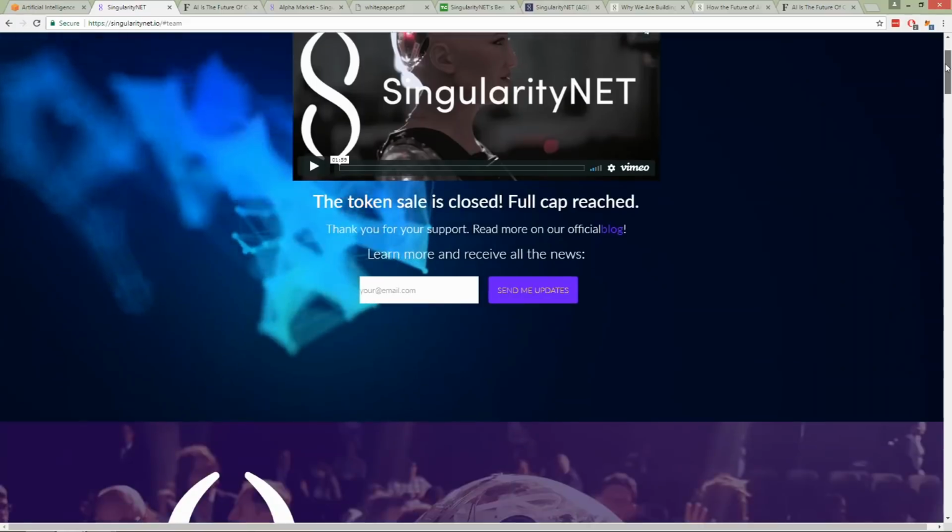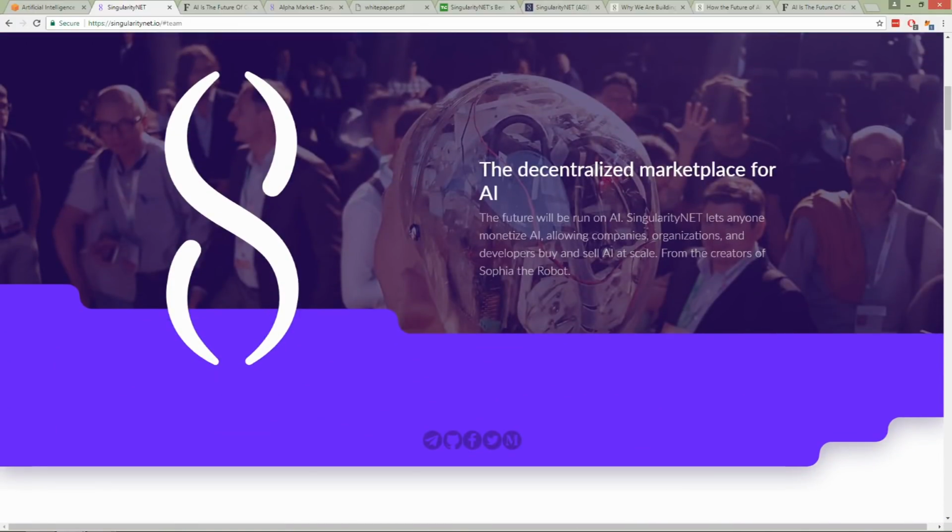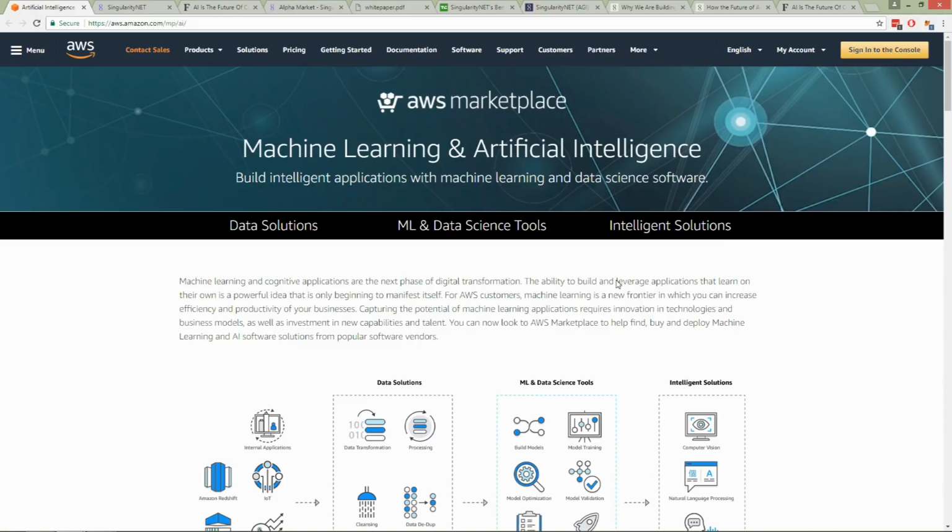So SingularityNet is attempting to solve some of the issues in the current AI space. One of those issues is having a marketplace where businesses and companies and organizations and developers and really just anybody can go and buy and sell AI, exchange it. There are different places that do this. AWS is an example. Amazon Web Services, they have machine learning and artificial intelligence solutions that you can go buy.